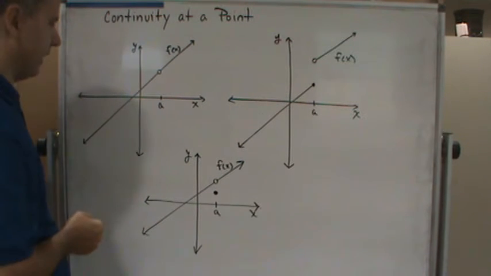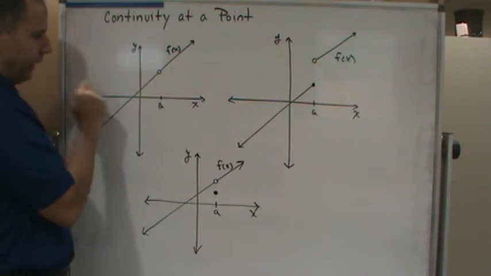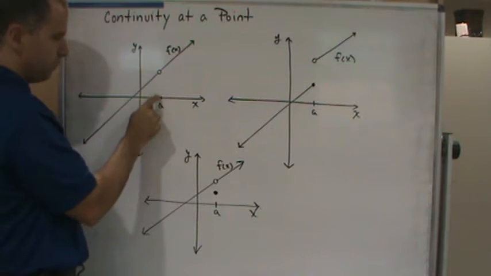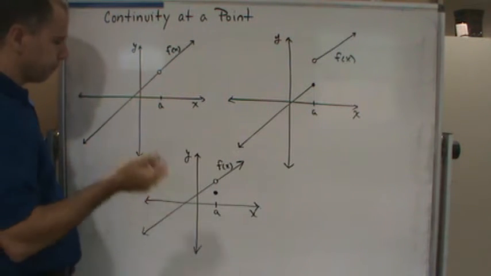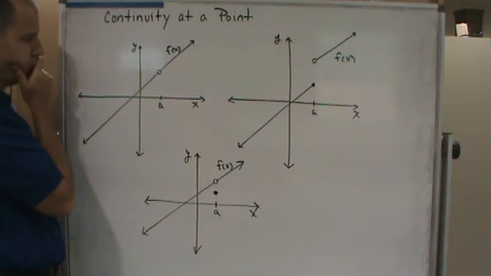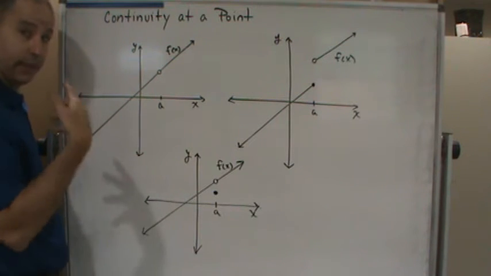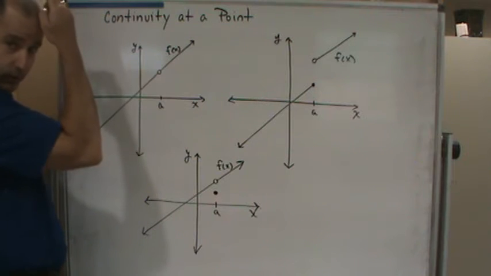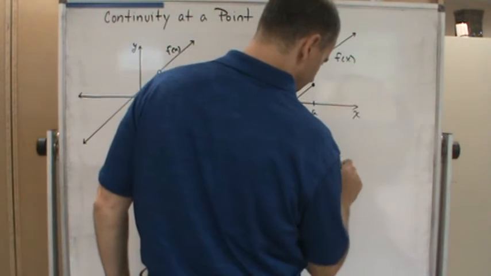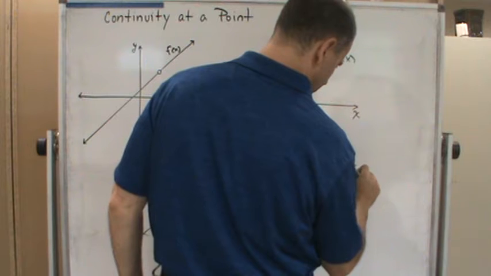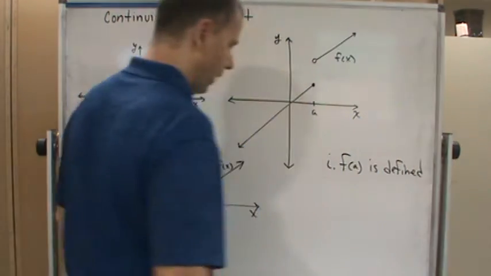For example, if we look at this graph here and we want to look at the point A, at this point we have a hole in the graph, so the function is not defined at A, it's undefined. That leads us to consider that in order for a function to be continuous at a point, it would have to be defined at that point, based on what we have here. So I will say that f of A must be defined.